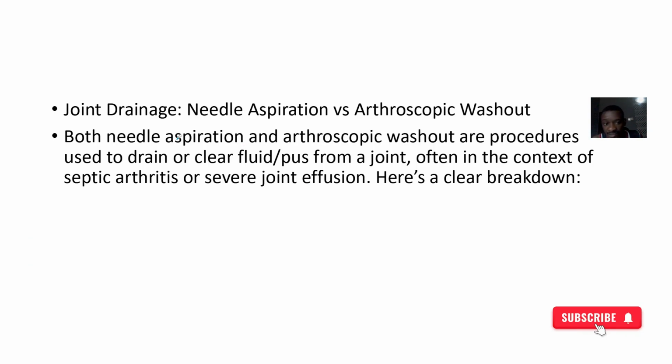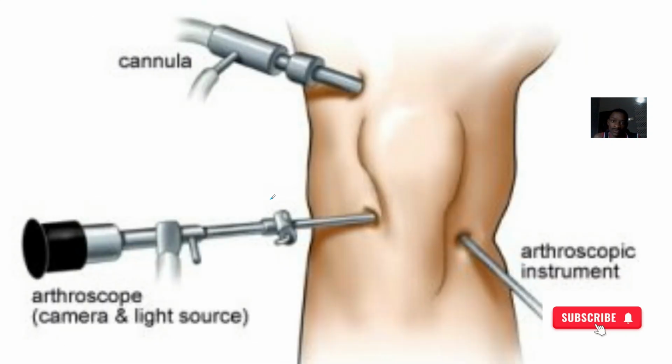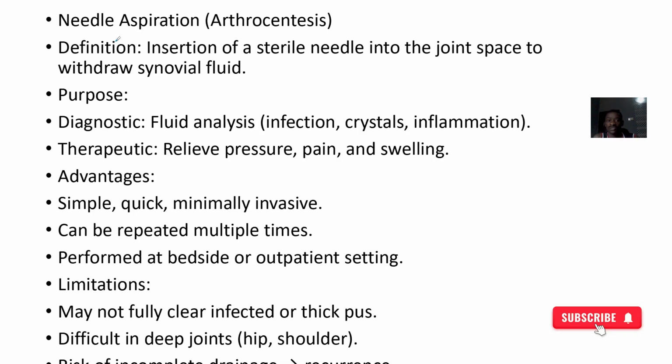Both of them, needle aspiration and arthroscopic washouts, are procedures used to drain or clear fluid, or it could be pus, from a joint. Often there's a severe joint effusion, septic arthritis. In septic arthritis, there's joint inflammation because there are infections. So the first one is the needle aspiration.